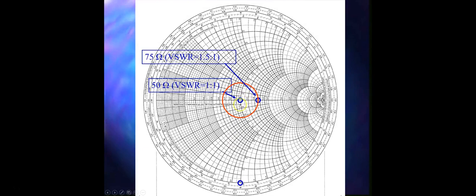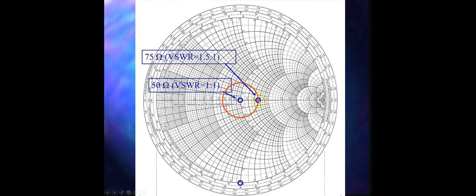So for 50 ohm, we know that this is the pure resistance. It is going to lie here at the origin, and here we don't have to actually draw the circle because the voltage standing wave ratio is going to be 1:1. For the second case, we have 75 ohm, and in this case the pure resistance is going to be 1.5.